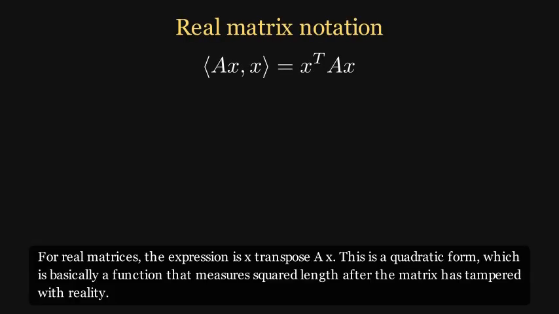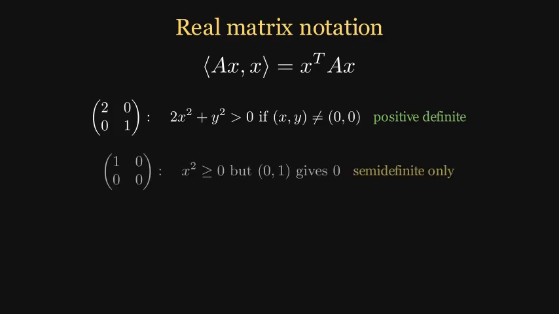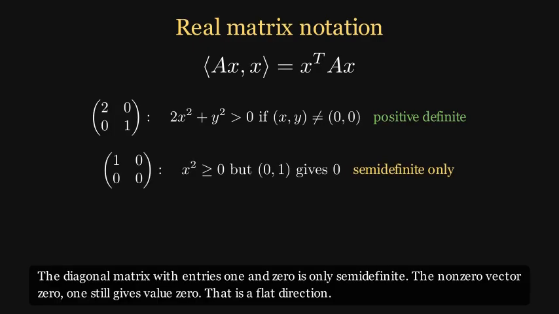For real matrices, the expression is X transpose AX. This is a quadratic form, which is basically a function that measures squared length after the matrix has tampered with reality. The diagonal matrix with entries 2 and 1 is positive definite, because every non-zero vector gives a positive value. Shockingly civilized.